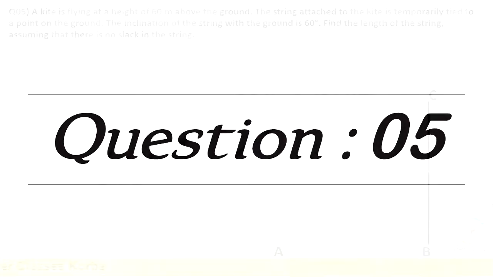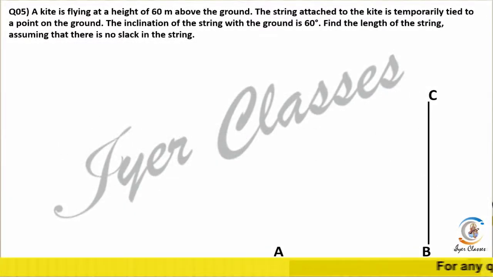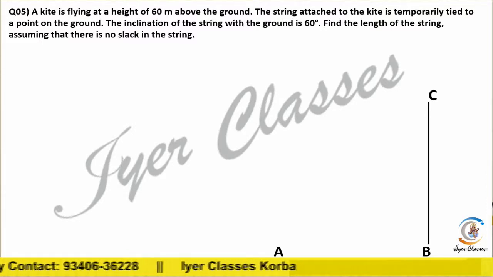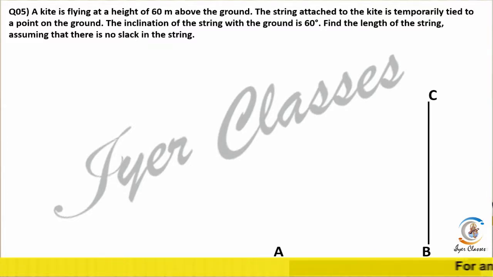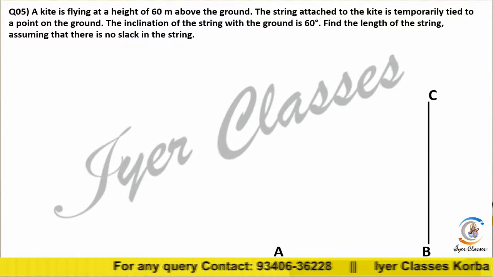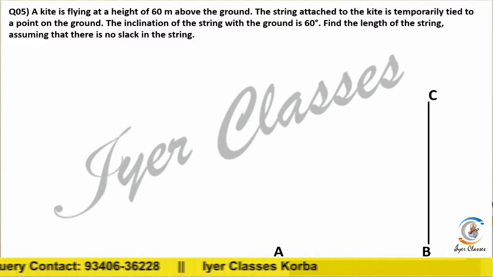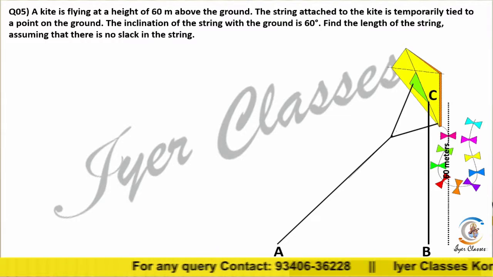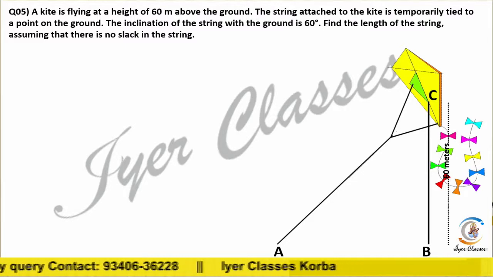Question number 5. A kite is flying at a height of 60 meters above the ground. A string attached to the kite is temporarily tied to a point on the ground. The inclination of the string with the ground is 60 degrees. Find the length of the string, assuming that there is no slack in the string. You see a kite which is flying high in the sky. The height of the kite from the ground, you can see, is 60 meters, right?